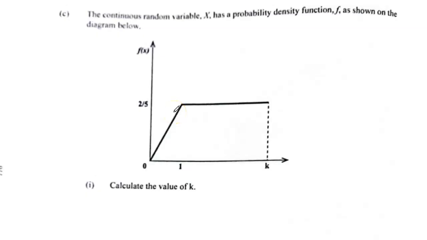Question 4, part C. The continuous random variable X has a probability distribution f as shown on the diagram below. Calculate the value of k. The thing about this distribution is that the area under the graph, representing the total probability, must be equal to 1. So to get the area, since it's a trapezium, I'm going to break it up into a triangle and a rectangle. So the total area would be the area of a triangle plus the area of a rectangle.